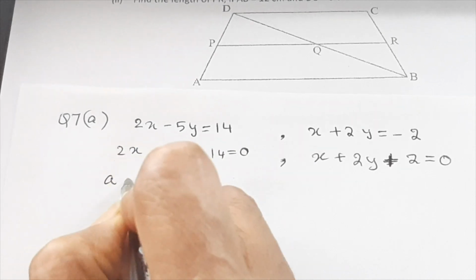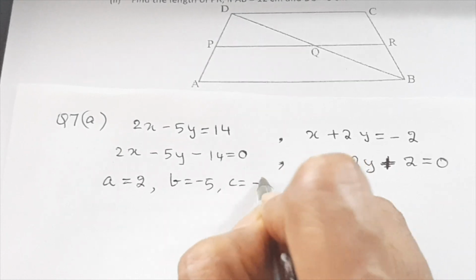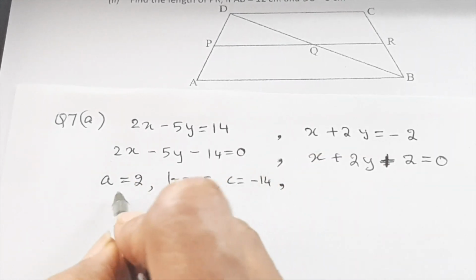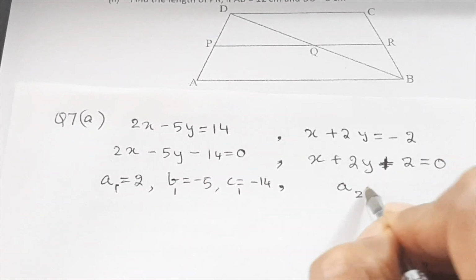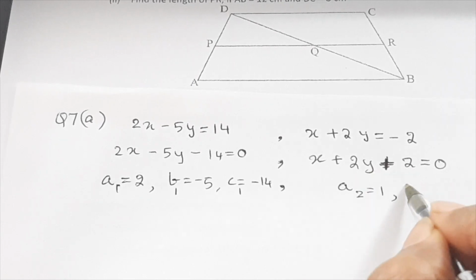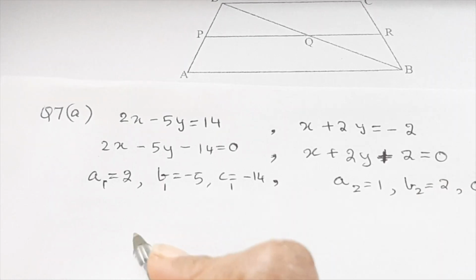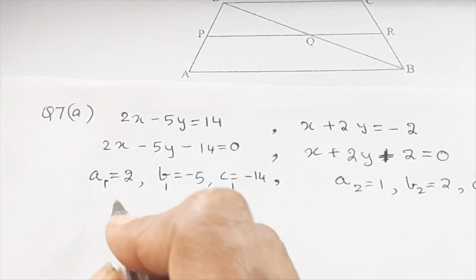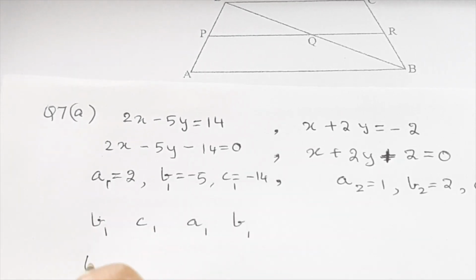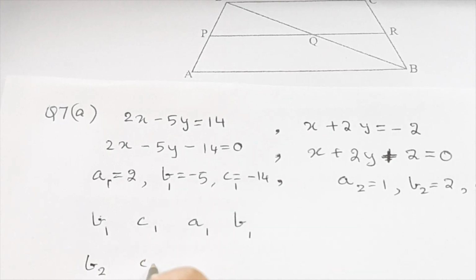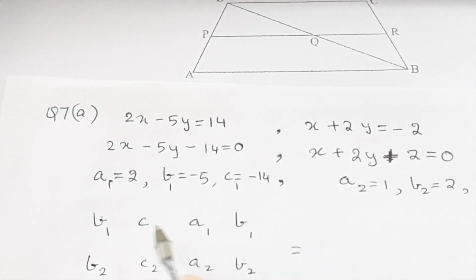So here we will have a equal to 2, b equal to minus 5 and c equal to minus 14. And because it's the first equation, we'll call it a1, b1, c1. And this side, it will be a2 equal to 1, then 2y, so b2 equal to plus 2, and c2 equal to 2. Now, for cross multiplication, we have to make b1, c1, a1, b1, and below that we'll have to write b2, c2, a2, b2. And now this side we will write the values.